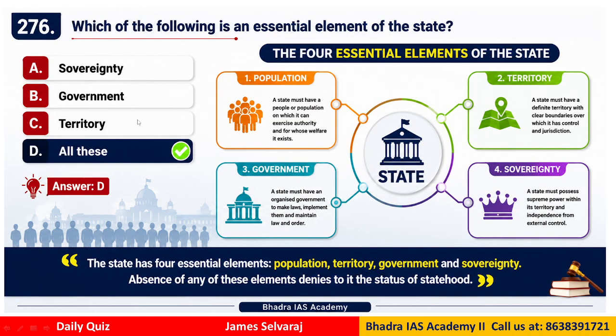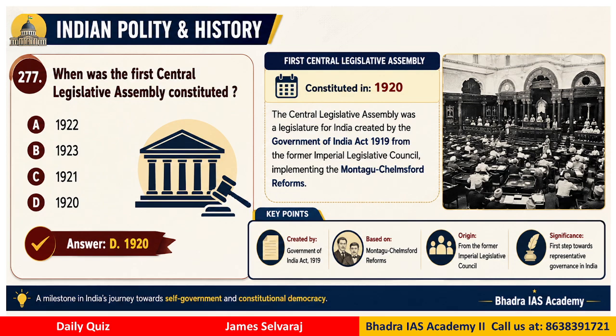Question number 276. Which of the following is an essential element of the state? When you say a country, which is the essential element of the state? We have options here: sovereignty, government, territory, all of these. The correct answer is D, all of these. Why? Because when we talk about the elements of any country, first is the population, second you must have a definite territory, then you should have a government, and you should have sovereignty. That means you should be independent, not under somebody else's control, then only it's a proper state or country.